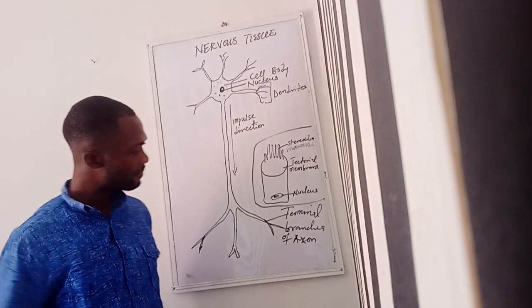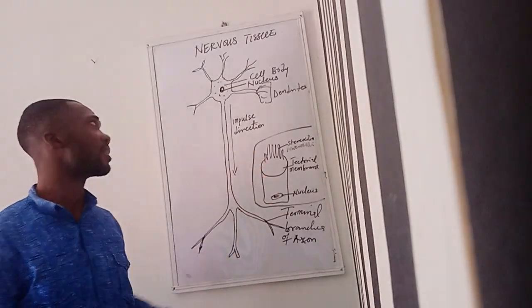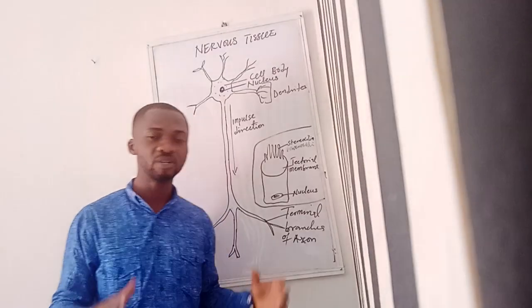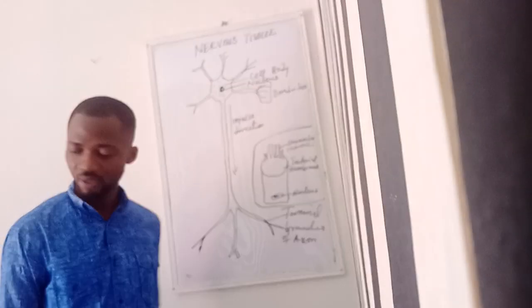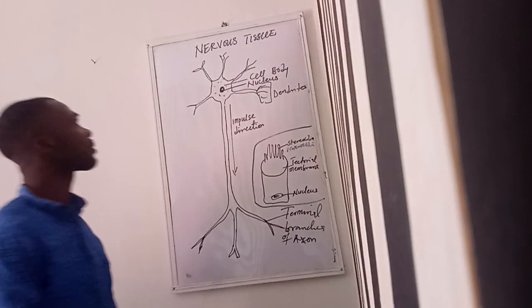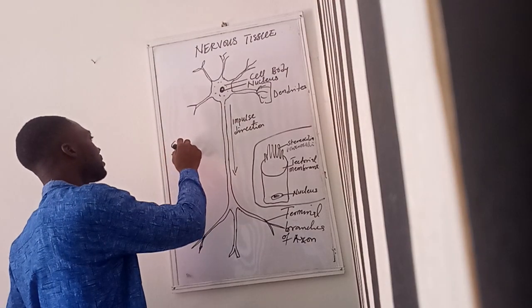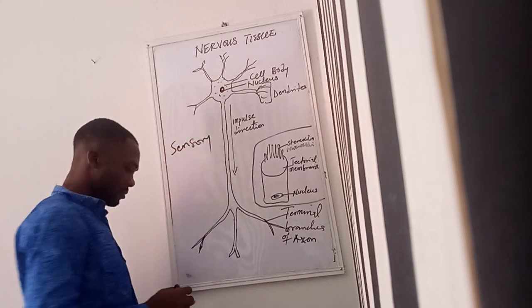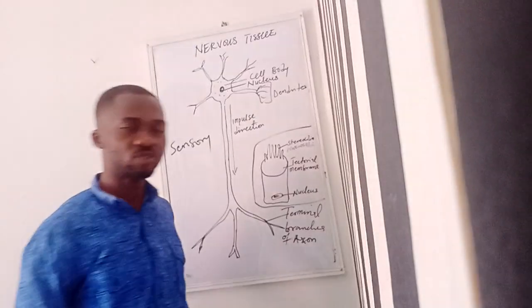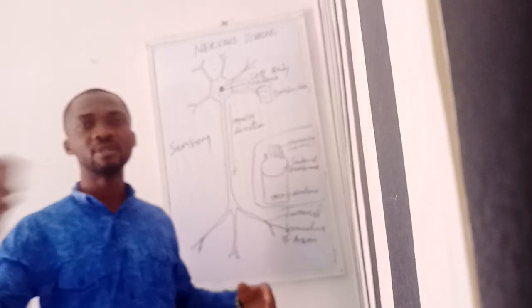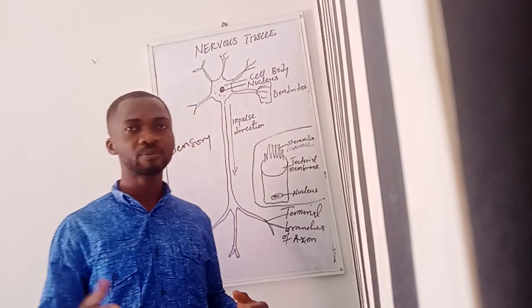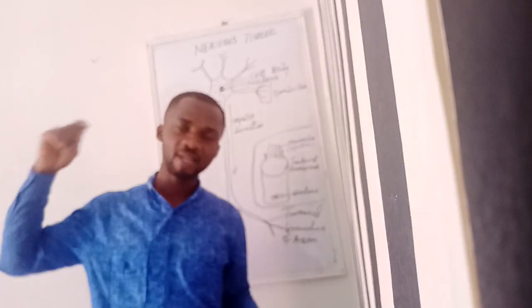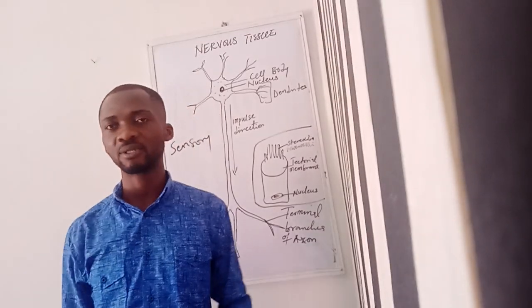Now, another group of cells that work closely with the nerve cell is the sensory cells. The function of these sensory cells is to detect external stimulus and generate electric signals that are then transferred to the brain for interpretation.